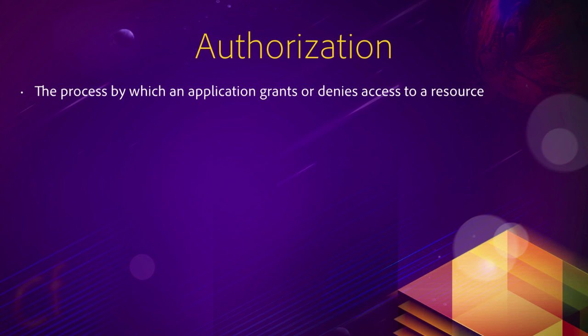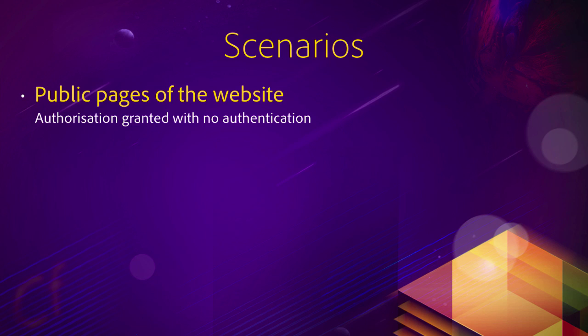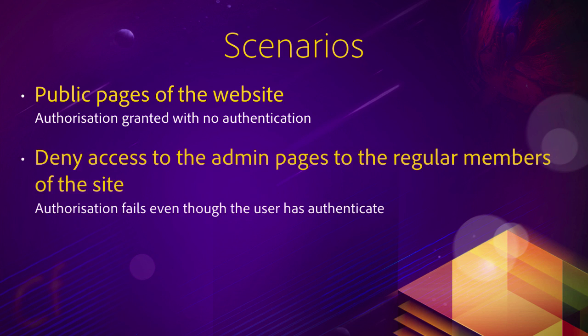resource. If your site contains public pages that can be browsed by any user, the application grants access to some pages even though no user has authenticated. This is an example of authorization without authentication. On the contrary, an application can deny access to a particular resource to a logged-in user that does not have the right access privilege. In this second example, authorization fails, even though a user has successfully authenticated to the application.